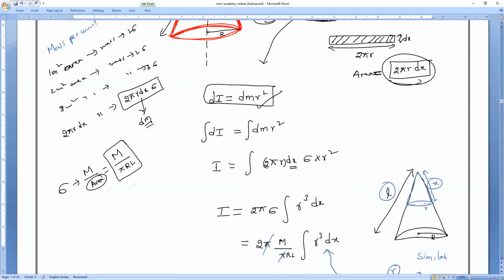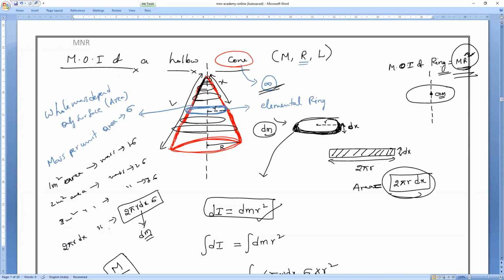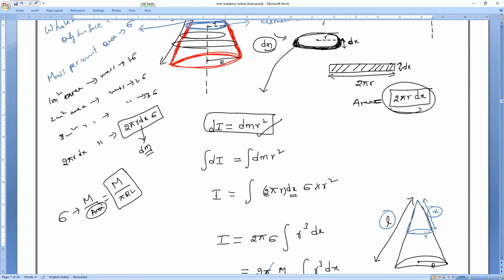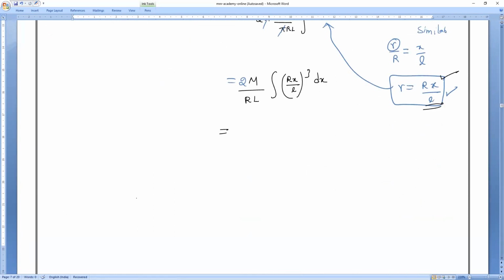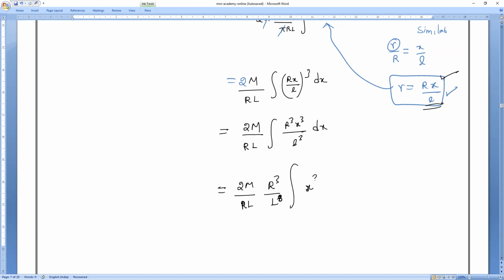What is the surface area? Area of a cone, hollow cone, everybody. What is the area of a hollow cone? Pi r L. Understanding? So please make sure. That's all, now you can do that. So what will happen? 2M divided by R L, integration of, this will become R cube x cube divided by L cube into dx. Now something is constant in this. Can you tell me what is the constant? 2M divided by R L, R cube is constant. L also constant. So L cube, integration of x cube dx.